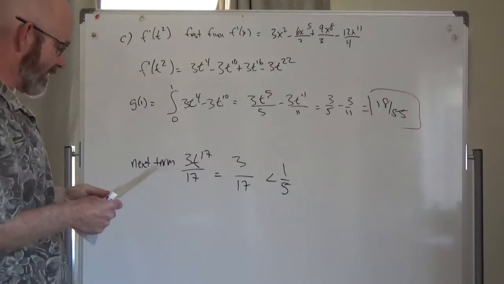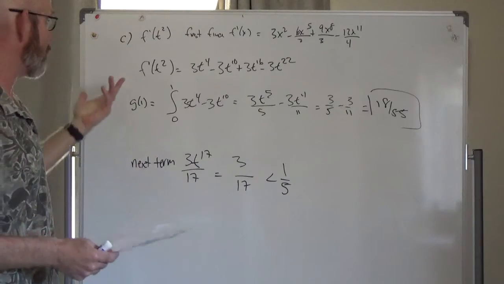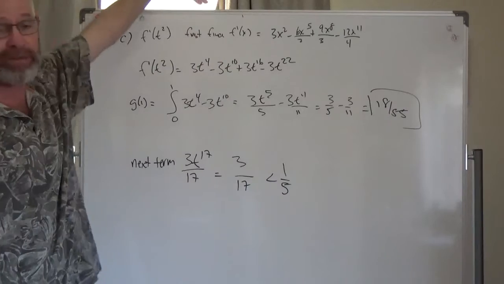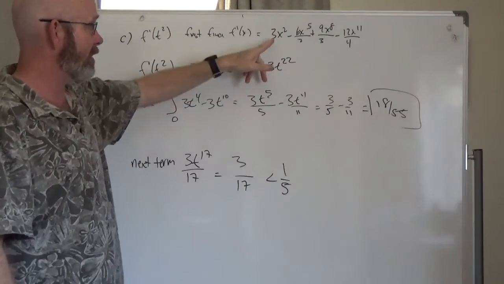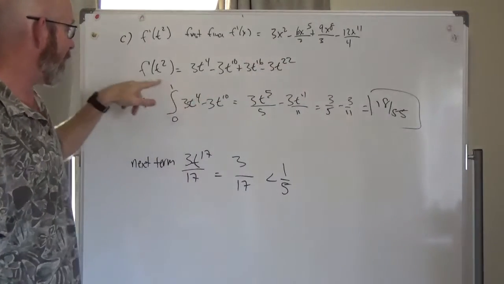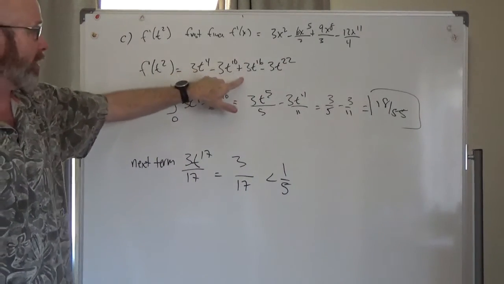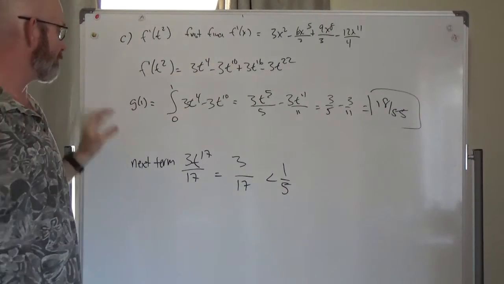Part C says, write the first 4 non-zero terms of f prime of t squared. So the first thing I had to do is find just f prime of x, and then I'm going to plug in the t squared. F of x was just on the back, so all I did was take the derivatives of all those terms, and this is what I wound up with. And then I plugged in t squared, so I wound up with 3t to the 4th minus 3t squared, plus 3t to the 16th minus 3t to the 22nd.